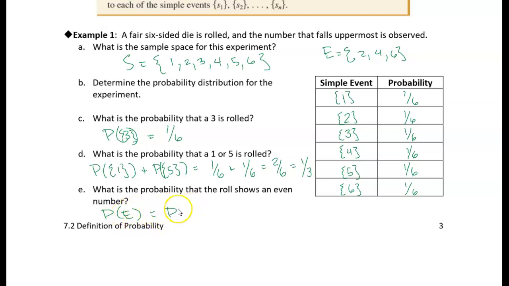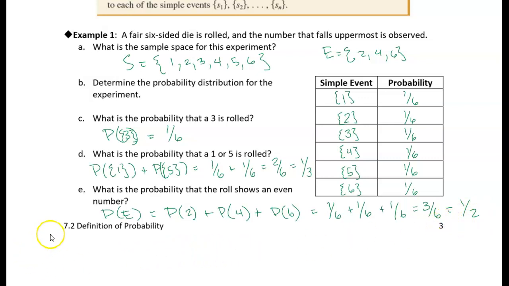Well, I'm just going to take the probability that you get a 2 plus the probability that you get a 4 plus the probability that you get a 6. Right? And if I add those all up, it's just 1/6 plus 1/6 plus 1/6, which is 3/6. 3 out of 6, which makes sense because these are 3 possible outcomes out of 6. And that reduces down to 1/2. Okay? So that gives you the basic idea of how probabilities work, and I'll meet you in the next video.